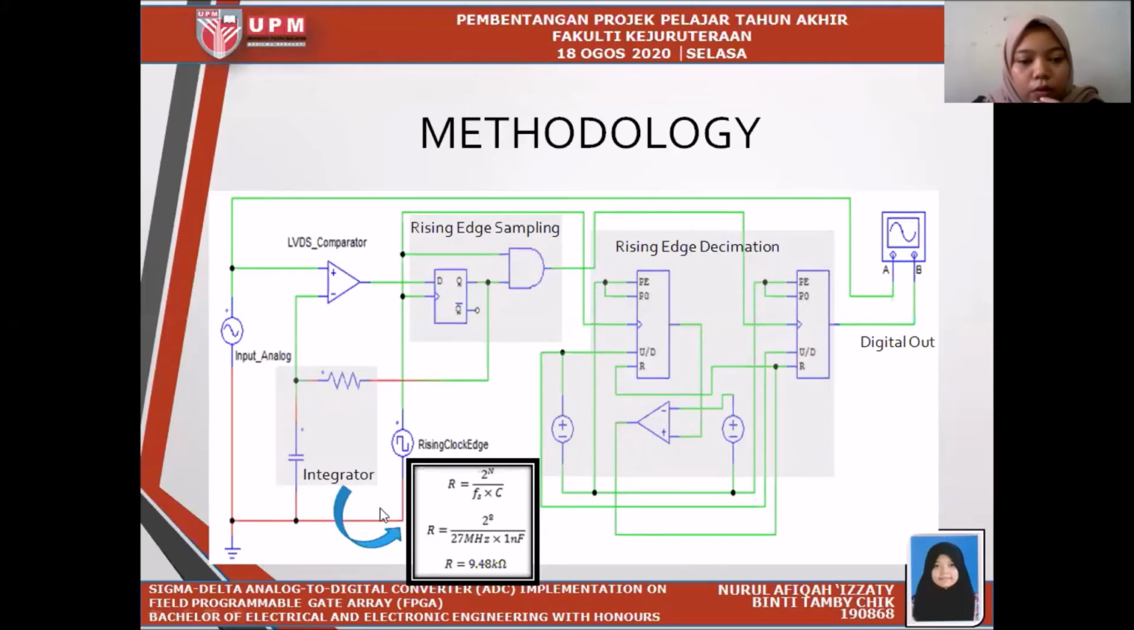So how to determine the resistor is by using the formula right here. N is the number of bits, Fs is the sampling frequency, and C is the capacitor. We use a 27 MHz sampling frequency because it is available on the FPGA board. So the resistor is 9.48 kilo ohm. It is approximately 10, and Sigma Delta is not sensitive to the tolerance of the resistor value. That's why we use 10 kilo ohm.